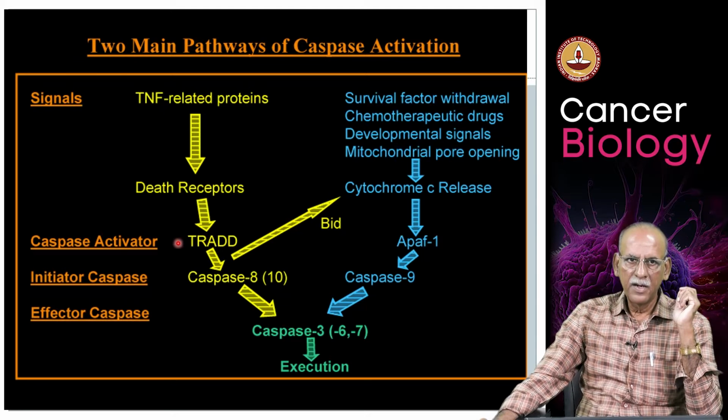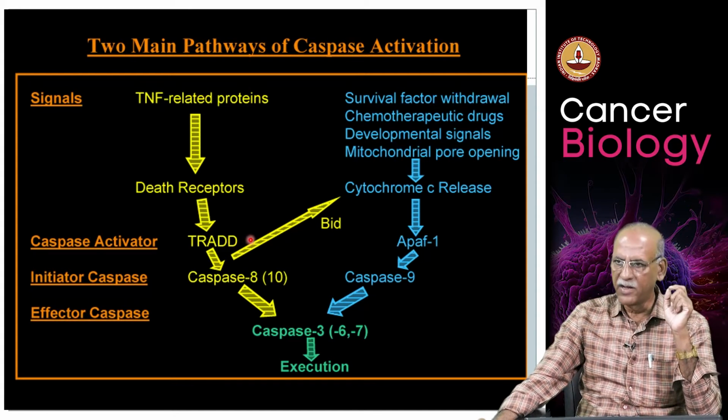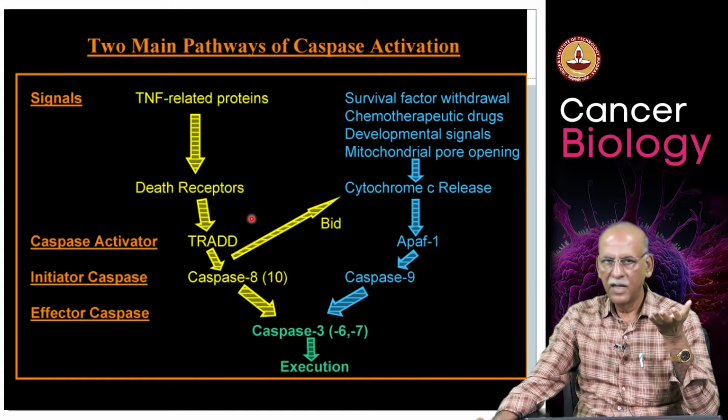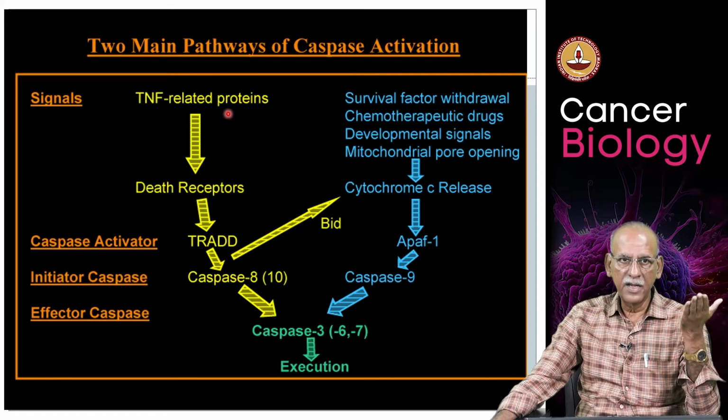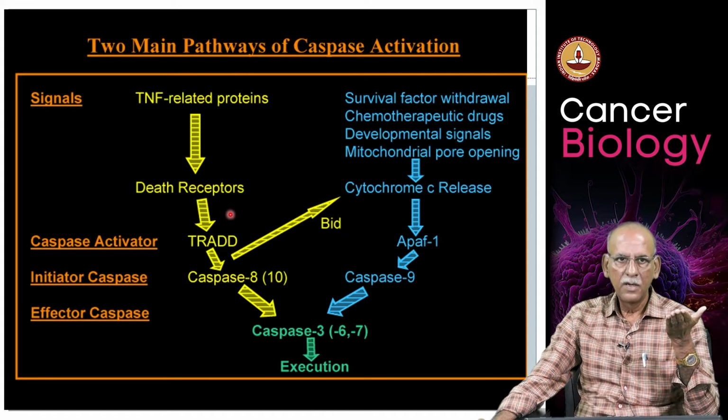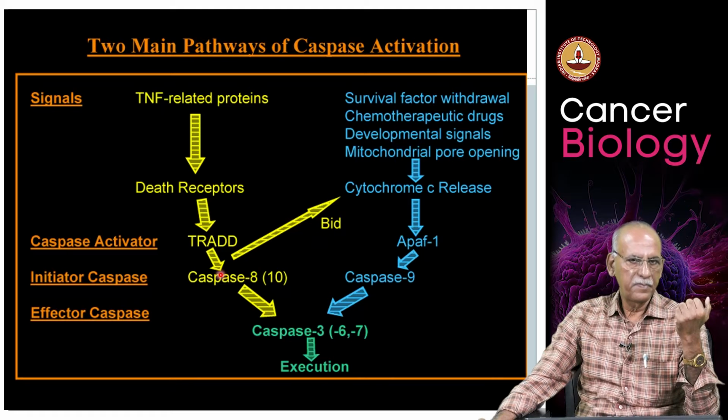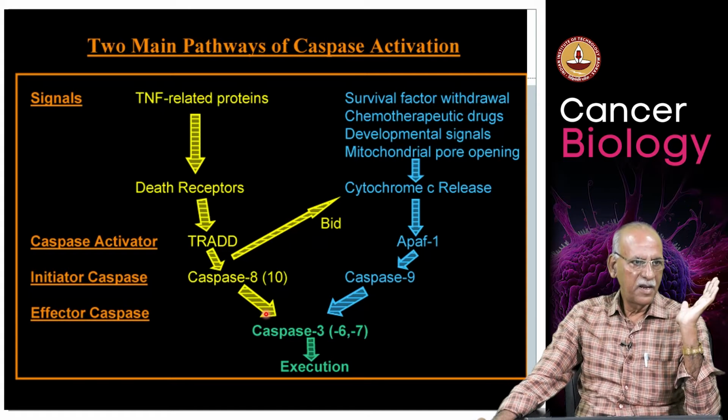So, you have signals, you have signal receivers and then there are what are known as caspase activators. This is known as TNF receptor associated death domain, which we abbreviate as TRADD. That has to be activated by the binding of the TNF to its receptor, for example. Then it activates what is called caspase 8, which is called an initiator caspase. Finally, that activates caspase 3, and caspase 3 is the final executor.